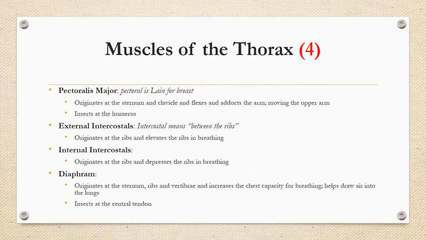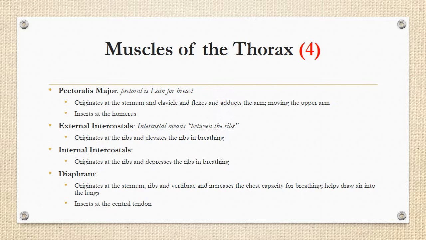Now we'll do the muscles of the thorax. Pectoralis major. This is Latin for breast, and it originates at the sternum and clavicle and flexes and adducts the arm, moving the upper arm. So if you want to move your upper arm, you're working with your pectoralis major, and it attaches at the humerus.